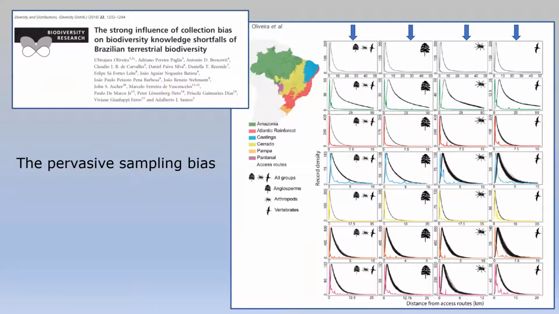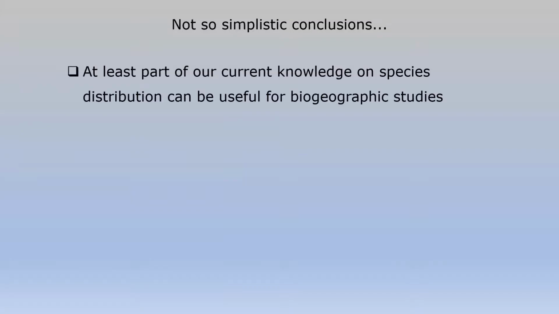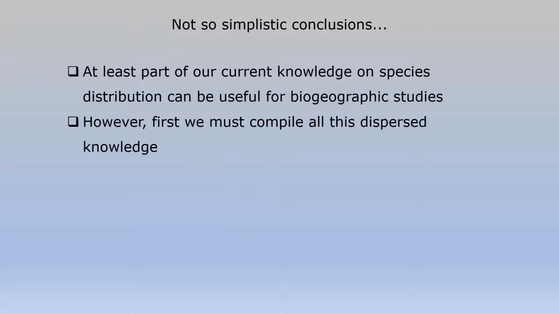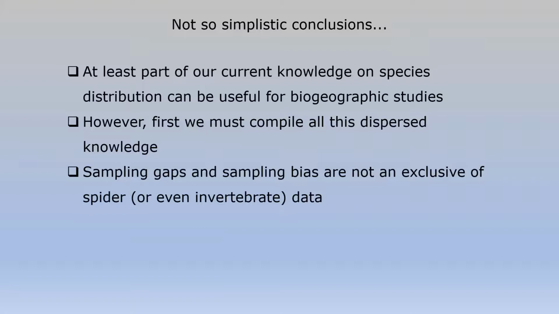Now we can reach more sophisticated conclusions. At least part of our current knowledge on species distribution can be used in geographic scale studies. But first, we must compile all the information dispersed in the literature and in museum collections. In other words, first we should know what indeed we know. Only then can we deal with the problems related to sampling insufficiency and sampling bias. And this is true regardless of taxonomic group. Spiders are surely less well known, but not necessarily less useful than other animal taxa for biogeography, conservation biology, macroecology, and so on. And that's it for today.